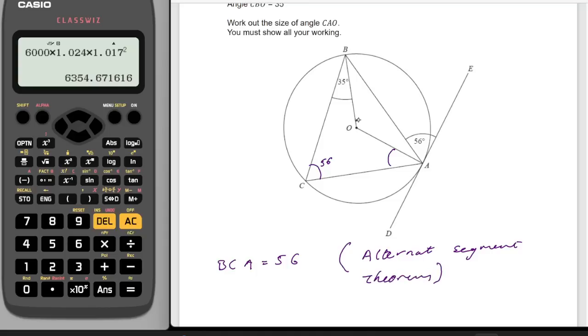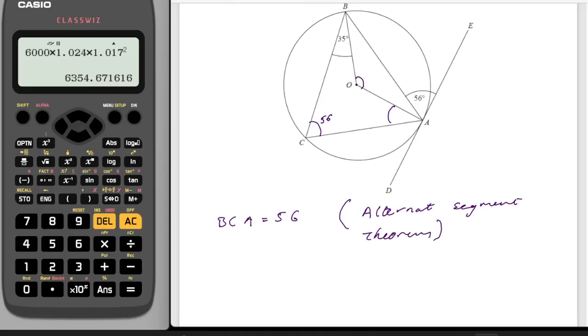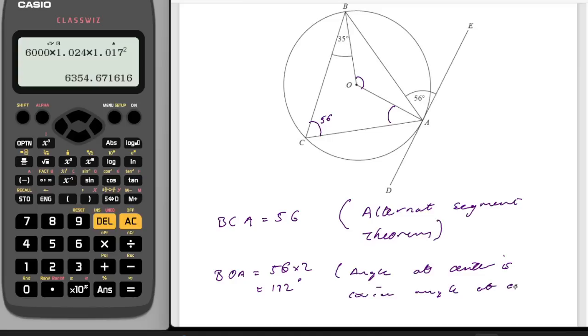I'm then going to say that this angle here then is going to be twice that. So BOA is going to be equal to 56 times by 2, which is going to be 112 degrees. And the reason for that is angle at centre is twice angle at circumference.